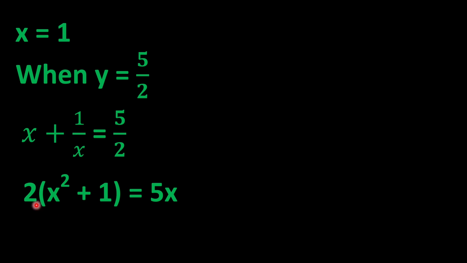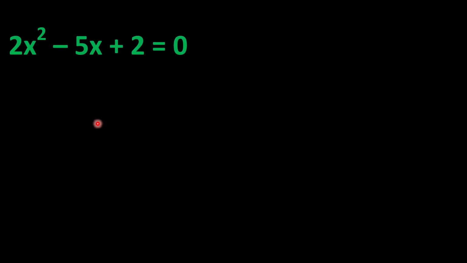So now we will multiply these 2 with these two values. So this will become 2x squared plus 2, and we will send this 5x on the other side of the equation. So it will become minus 5x, which is equal to 0. So overall this equation will become 2x squared minus 5x plus 2 equal to 0. And now this is a quadratic equation, so we will try to factorize this equation.